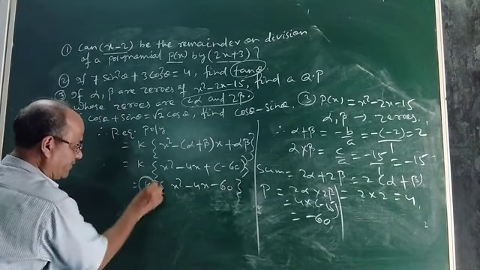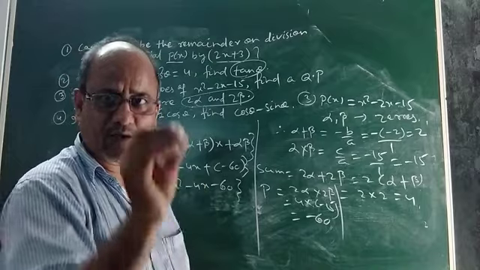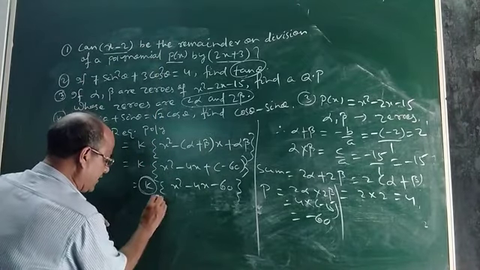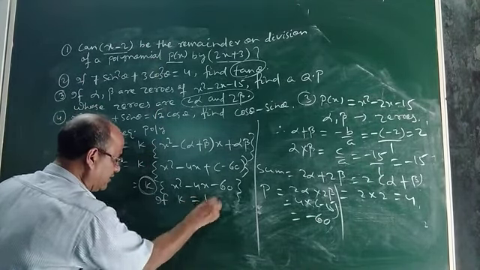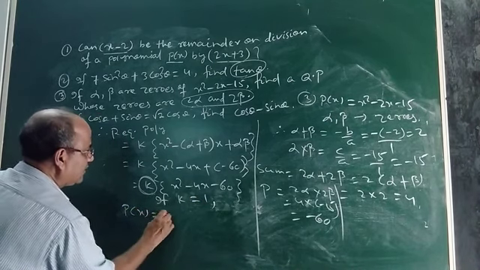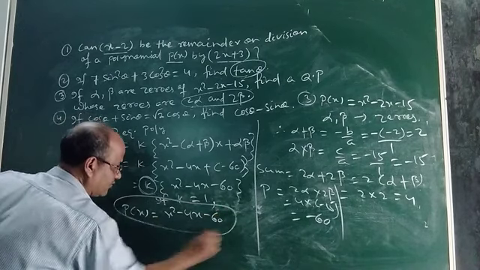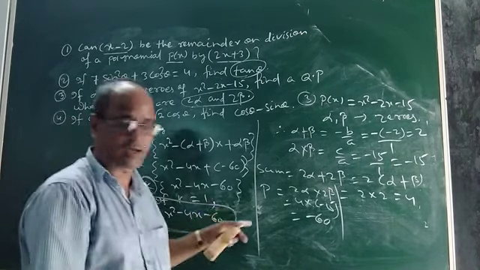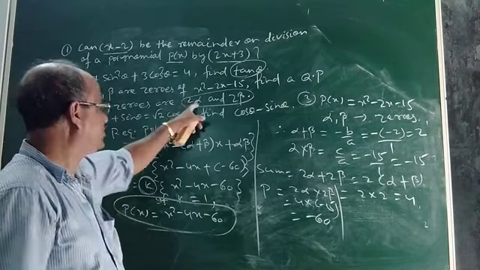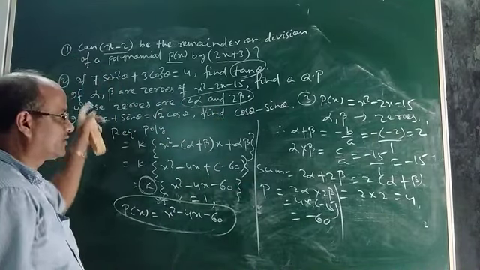So this will be k into x square minus 4x minus 60. Now this k is to be made 1, because the value of k must be equal to 1. So if k equal to 1, then what will be the required quadratic polynomial? It will be x square minus 4x minus 60. So this will be the required quadratic polynomial whose zeros are 2 alpha and 2 beta. Children, I hope you understood this one.